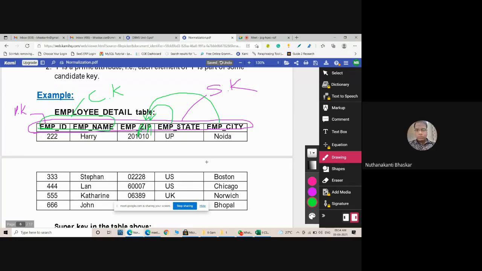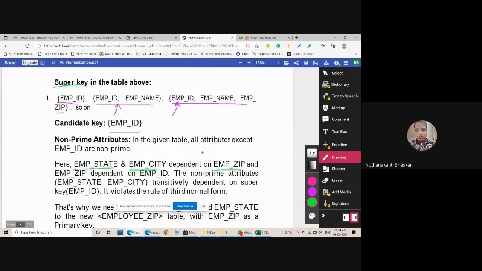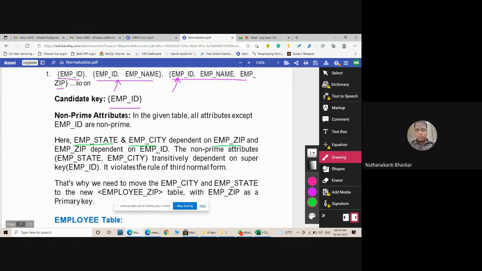In foreign countries, it is called zip. Especially in India, we call it pin number, pin code. Yes or no? Yes, sir. So that we can write a functional dependency. How can we write? Employee zip determines employee state and employee city.